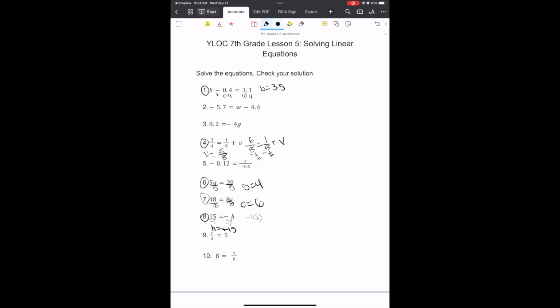And then lastly, we'll do number 10. 8 is equal to x over 6. So how do I isolate the variable? You might be asking. So 8 is equal to x over 6. So what you want to do is isolate the variable. So the opposite of dividing something is multiplying it. So you want to multiply 6 from both sides. So you get x here, and 8 times 6 is 48. So x is equal to 48. I think that's pretty simple.